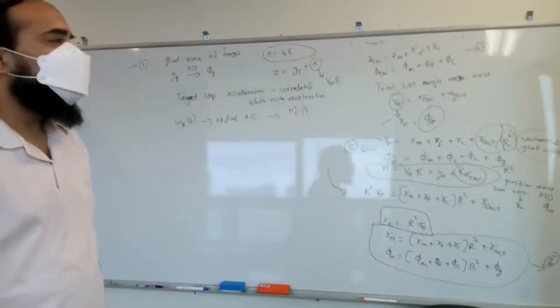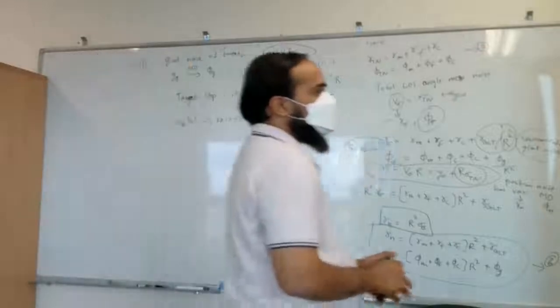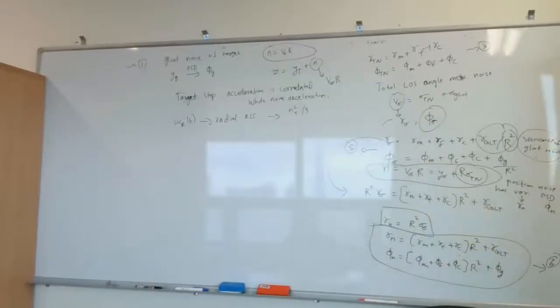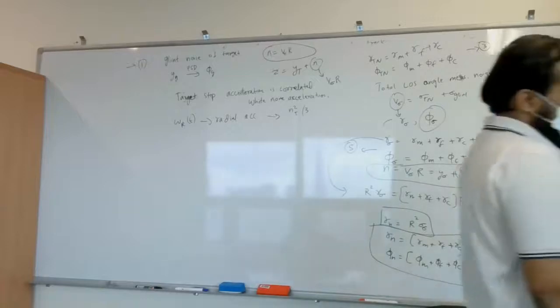And finally, this is our target state, and this is the transition matrix which is multiplied by it in order to get the next state value of the target, and this is the measurement having the process noise, this one and this one.